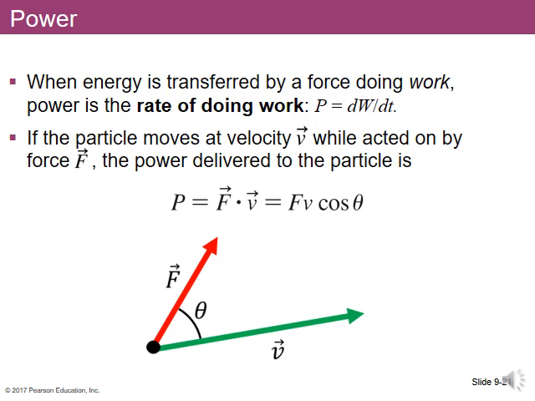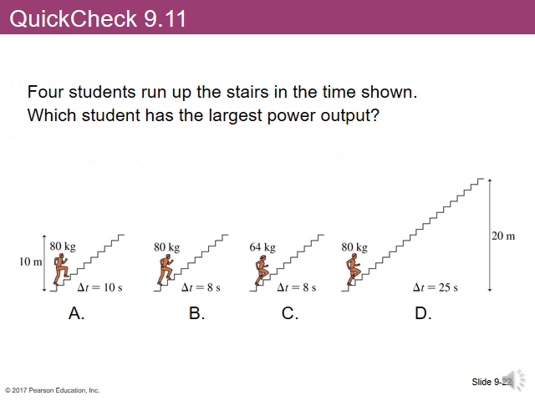When energy is transferred by a force doing work, then power is the rate at which we do that work. If a particle moves at a certain velocity while acted on by a force, then the power delivered is equal to the dot product of the force and the velocity, which, as we learned earlier, is F times v times cosine of the angle between them.